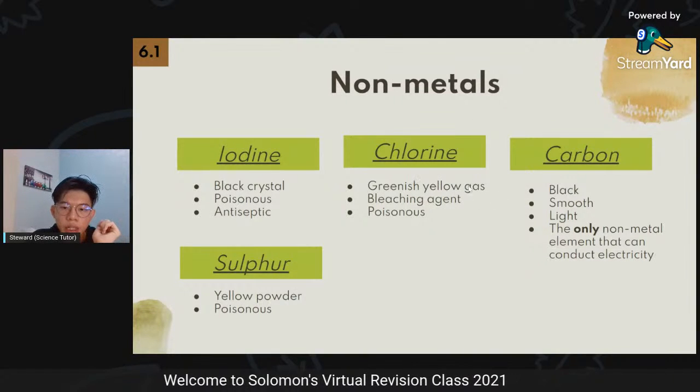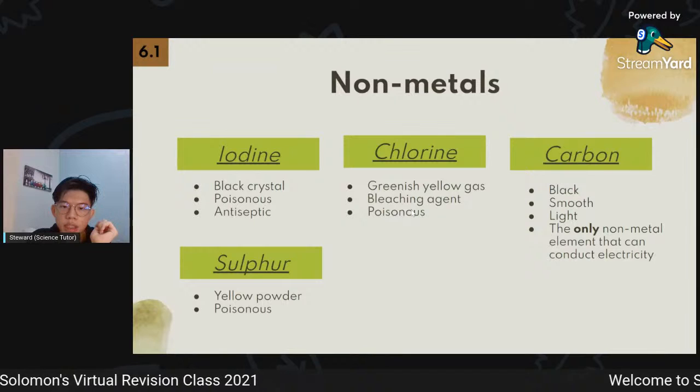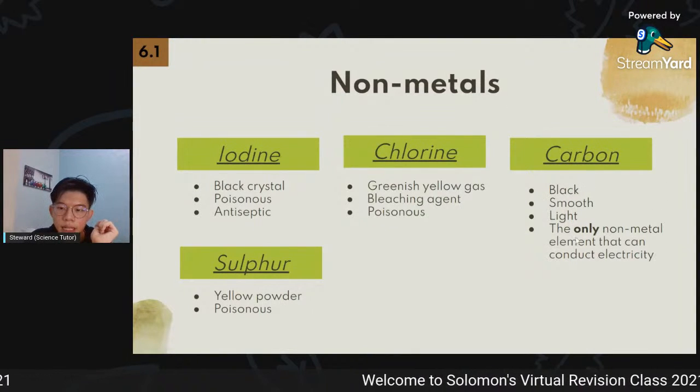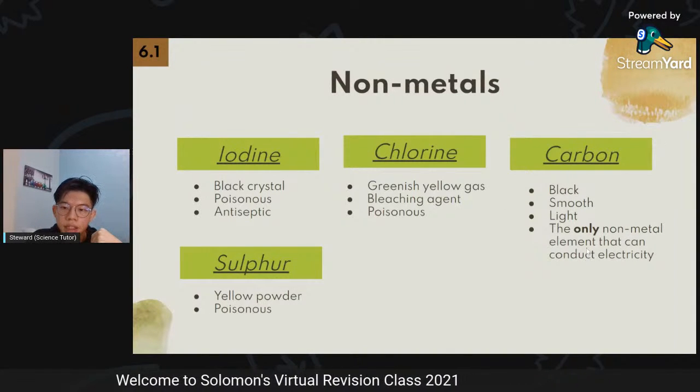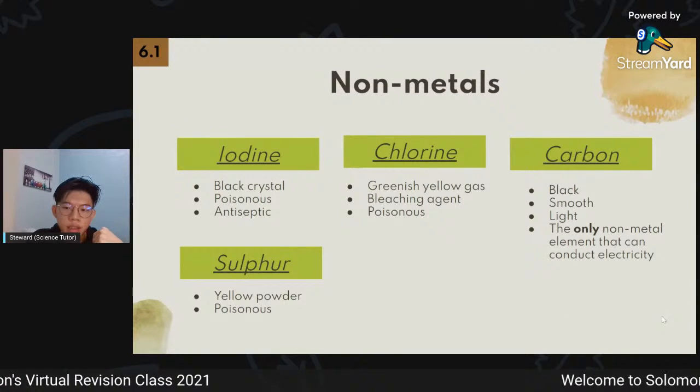Chlorine ni greenish yellow gas. Ini karakteristik dia, greenish yellow. Dia bleaching agent, lepas tu dia poisonous juga. And then we've got carbon: black, smooth, light, and the only non-metal that can conduct electricity. So ini yang penting lah. Ini yang dia punya karakteristik yang paling special.